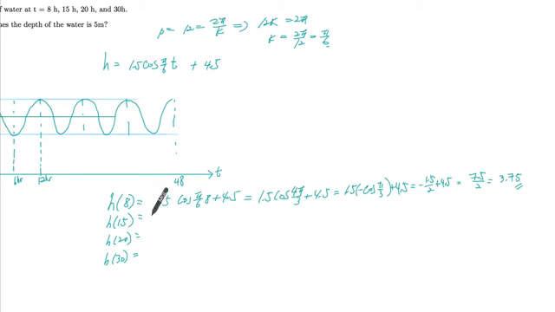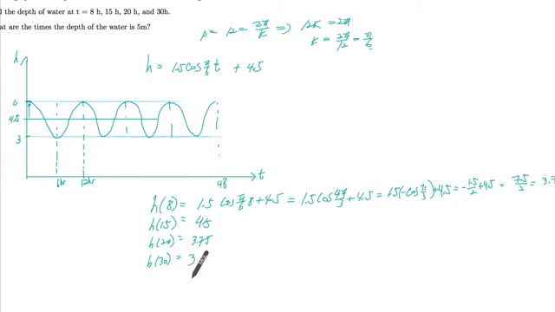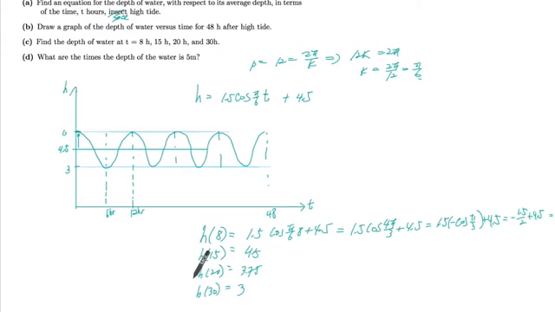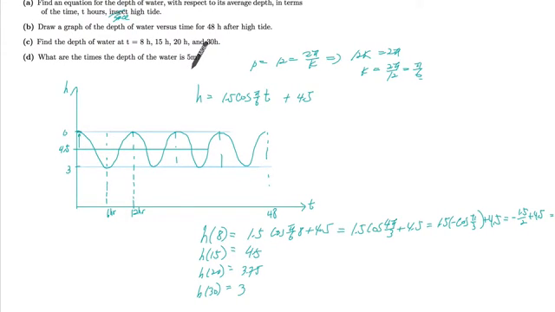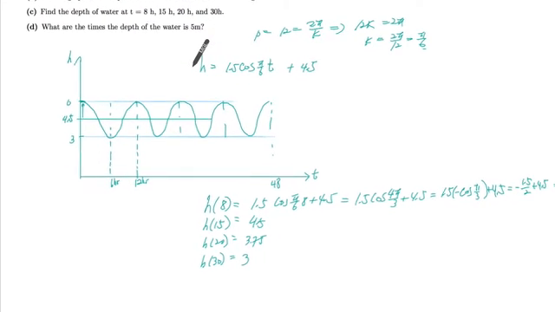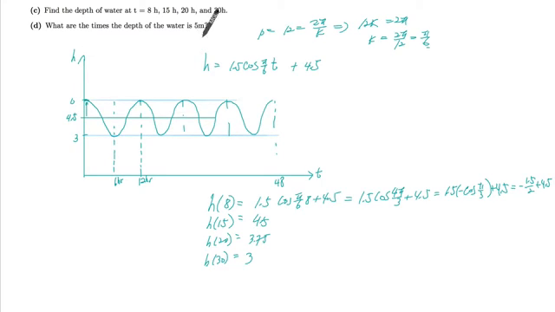Okay, so similarly, now the rest I'm just going to punch in the calculator. But you don't need a calculator because these are exact values. It's 4.5, 3.75, and h at 30 is 3. So what are the times the depth of the water is 5 meters? Well, that's just making this equation here equal to 5. Let's make that equal to 5 and solve for the time t.